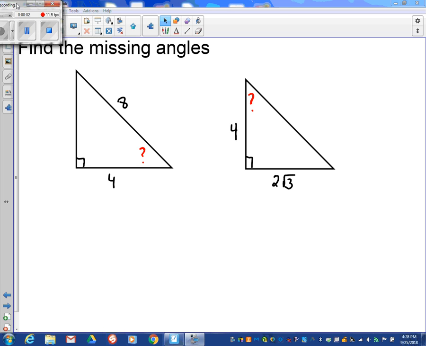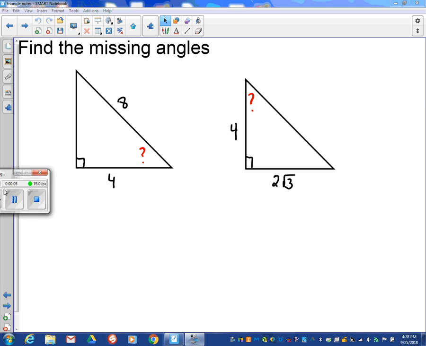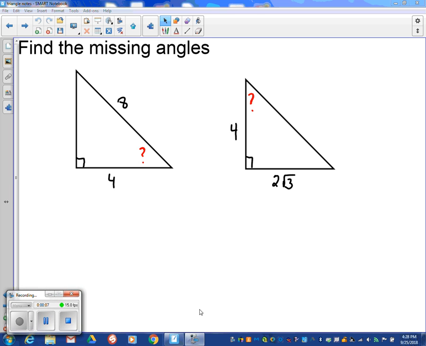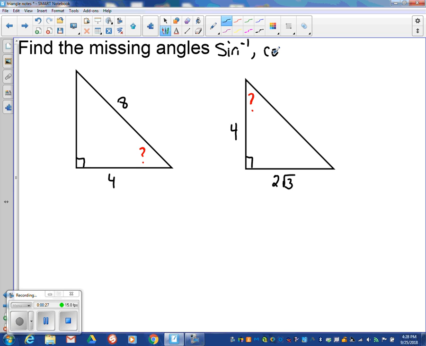All right, ladies and gentlemen, what we are going to be doing right now is finding missing angles, given two sides. So what you first need to do is realize that you're going to be using the inverse buttons that look like this. Sine -1, cosine -1, and tangent -1.